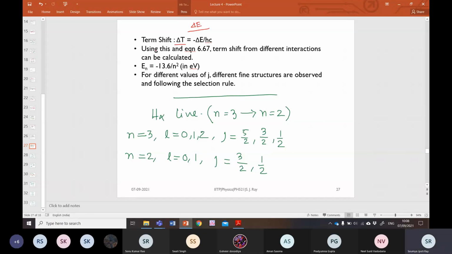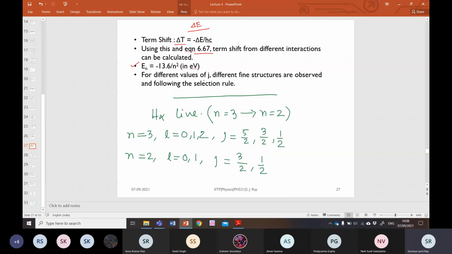Now what we will do is use this equation 6.67, the equation which we explained in the last slide, to calculate the term shift from different interactions. As we know, the unperturbed energy level can be expressed as E_n equals minus 13.6 divided by n squared, and the unit is in electron volt.